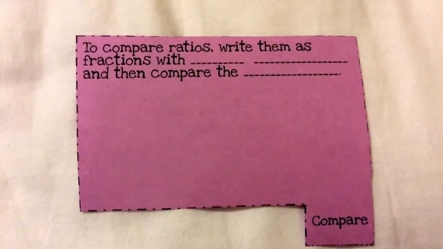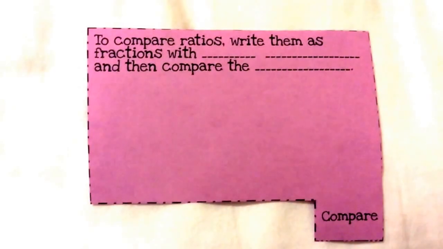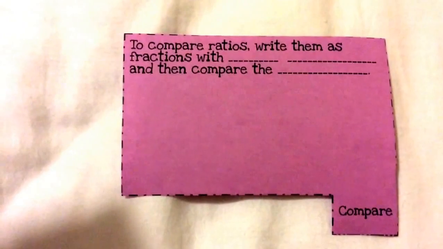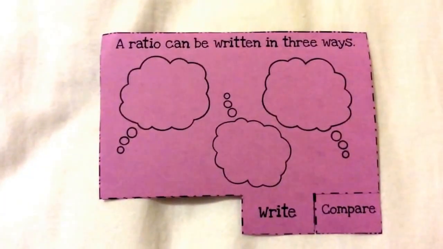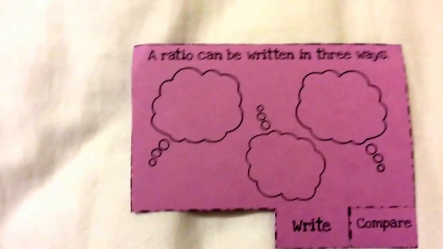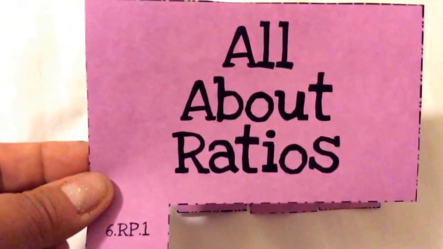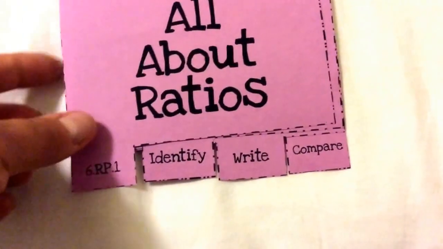Your first flippable that will be used is this one that has the tab at the bottom with the word compare. Next, you will be adding the flippable that says write. You will place it directly on top of that one. Following the one that says identify, again, it will be placed directly on top. And finally, your cover page to your mini book, which is all about ratios, will be placed on the very top.